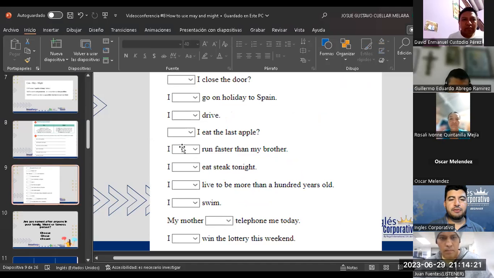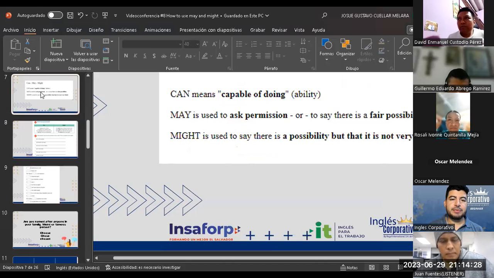One, two, three, four, five, six, seven, eight, nine, ten. Here we have 10. But remember this. Can, capable of doing something, capaz de hacer algo. May, ask for permission, permiso, or a great possibility, una gran posibilidad de que pase algo. Might is used for a possibility, but it is not very likely. It's not so close. No está tan cerca esa posibilidad.